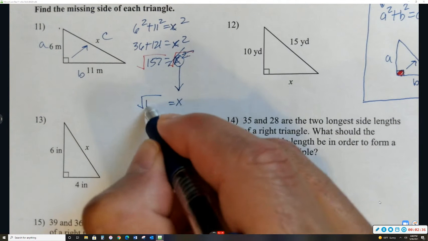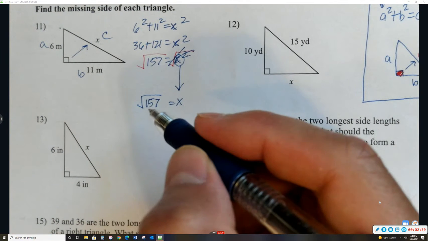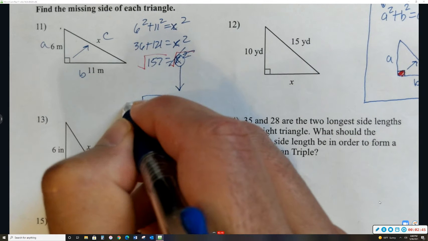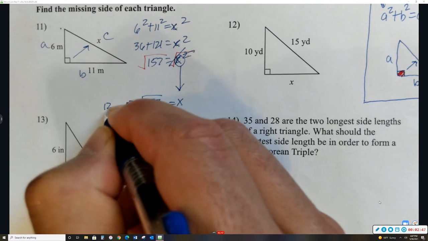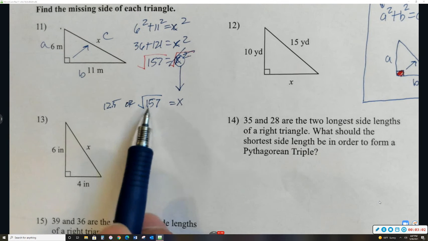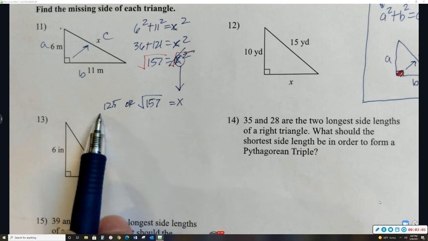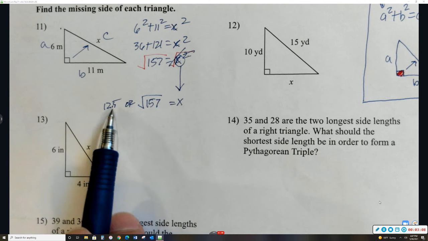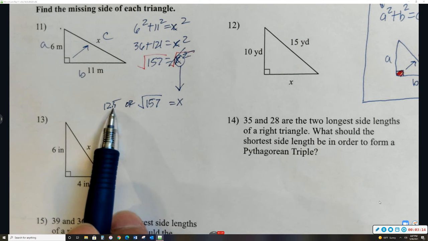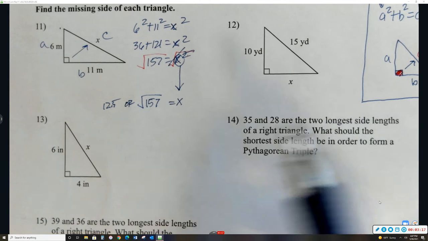What we're left with is the square root of 157, or 12.5. Let me just double check that. We have 12.5. I'm putting both of these down because the final is going to be multiple choice. Every question is multiple choice. You may see this answer, or you may see this one. So there you go.